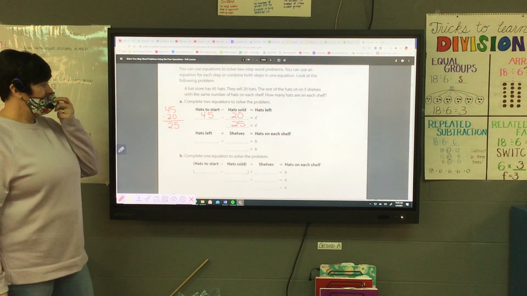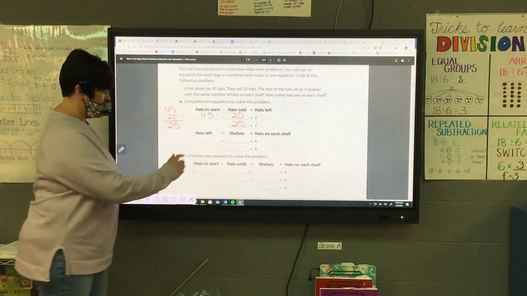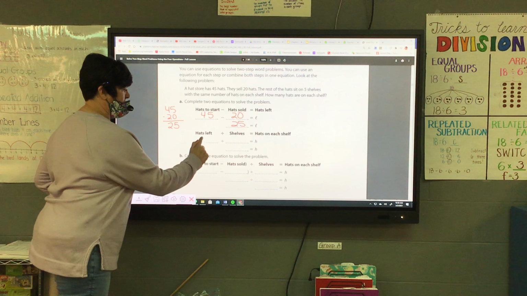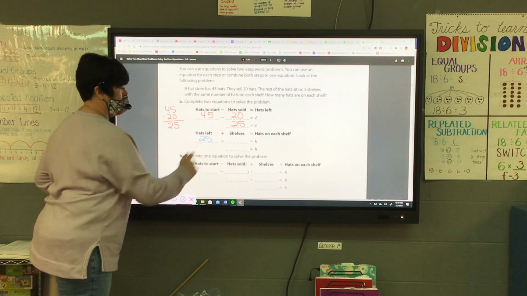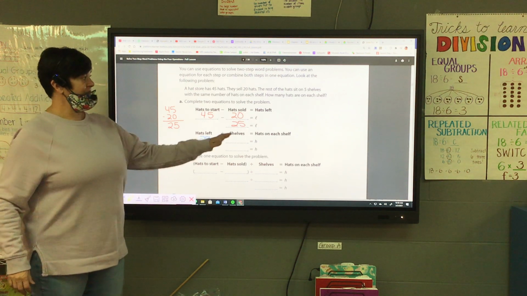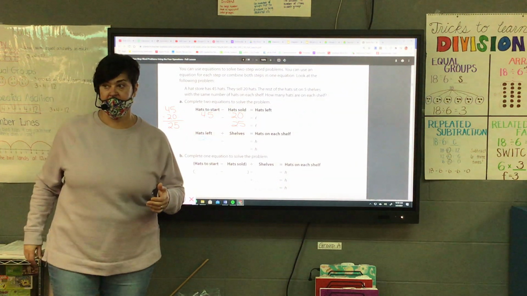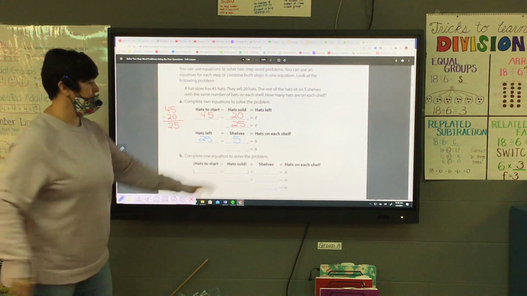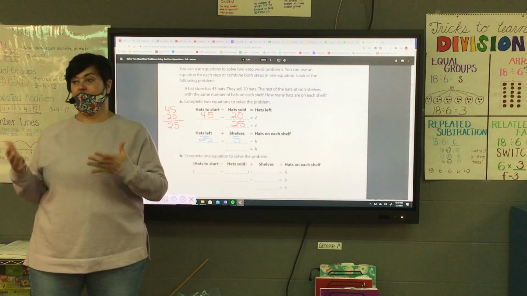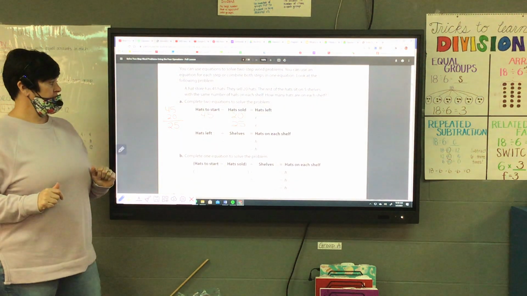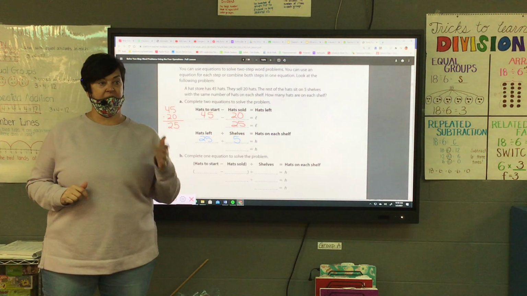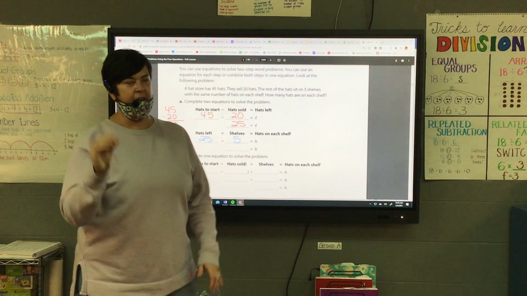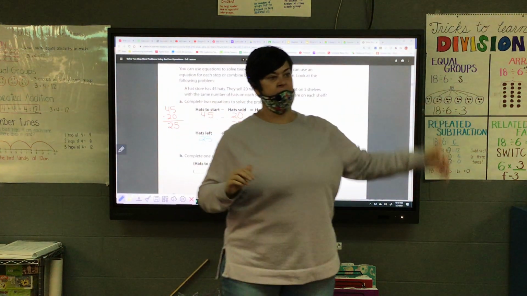So now, how many hats are left? 25. Let's put that down here. There's 25 hats left, divided by how many shelves are there? 5 equals H. We have to figure out how many hats are on each shelf. Do you know what 25 divided by 5 is? If not, work backwards. 5 times what equals 25?